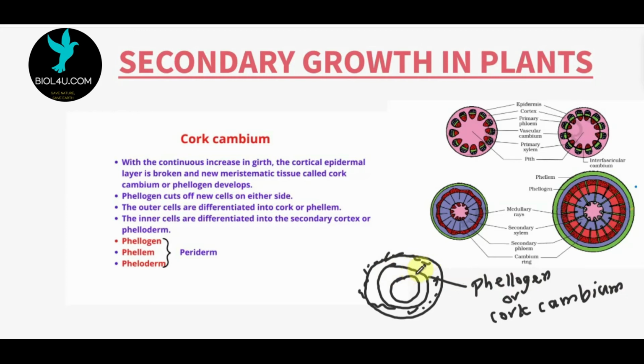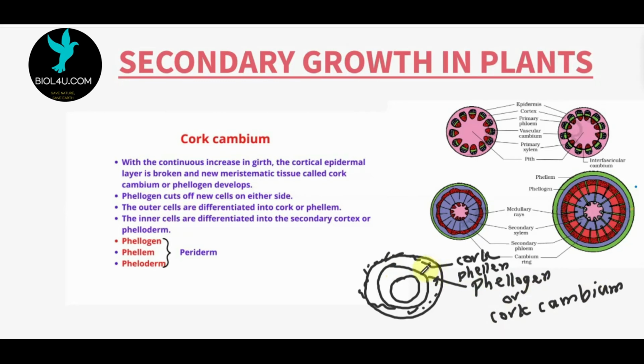The new cells forming on the outer side of this phellogen are differentiated into cork, or phellem. So on the outer side, what is forming? Outer side cork is forming, cork, also known as phellem. So remember, due to continuous production of new cells, the outer cells become damaged, and this damage should be repaired. For the repairing, a new cambial ring is forming. That cambial ring formed is known as the phellogen, or the Cork Cambium.